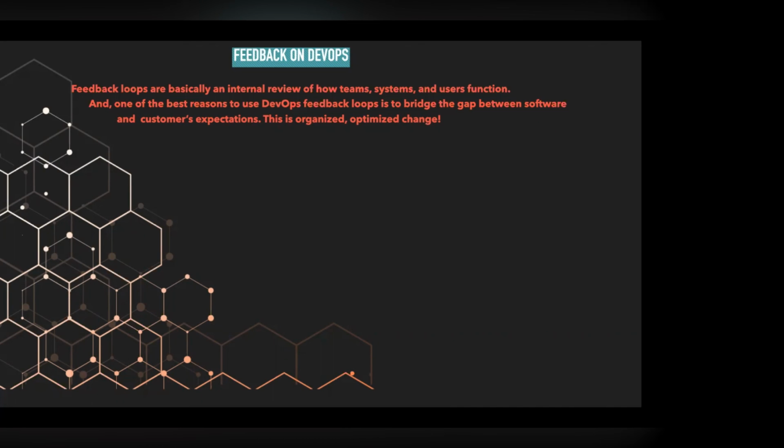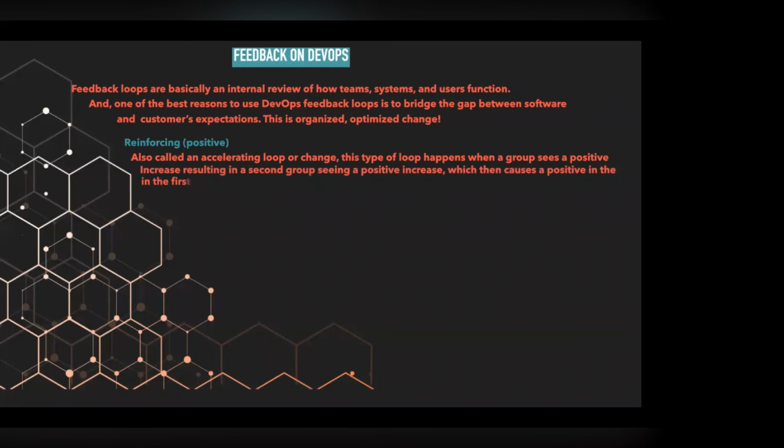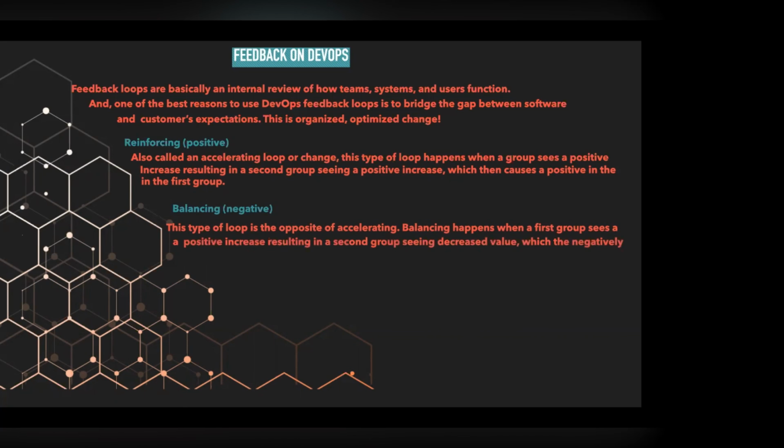So there are two types of feedback. The first one is reinforcing. It's positive, so it's also called an accelerating loop of change. It happens when the first group sees positive feedback, and the second one also sees positive feedback from the first one, and then it will be beneficial to each other, the team. And the second feedback is balancing. It's also called negative. This type of loop is the opposite of accelerating. For example, the first group may see a positive increase, but in the second group it decreased the value, which negatively decreased the value of the first group.